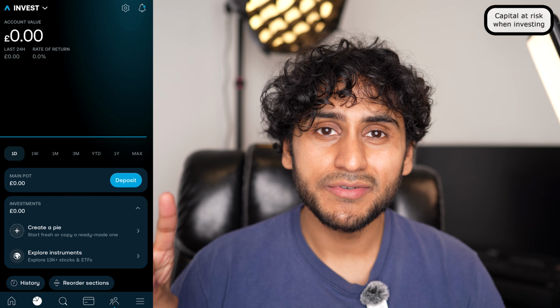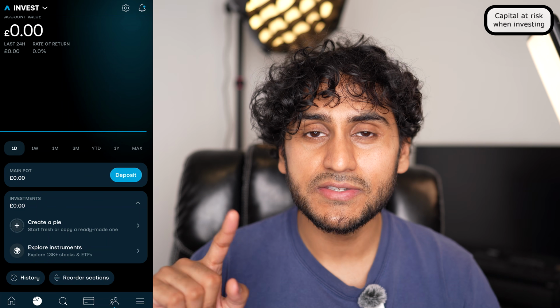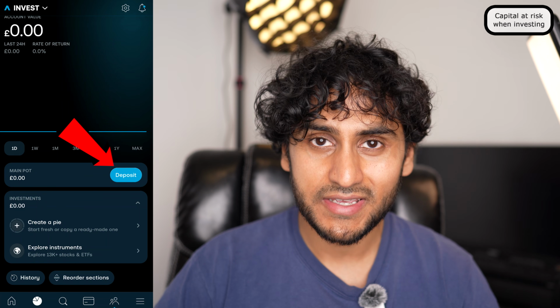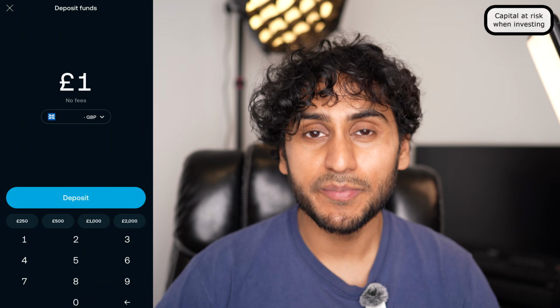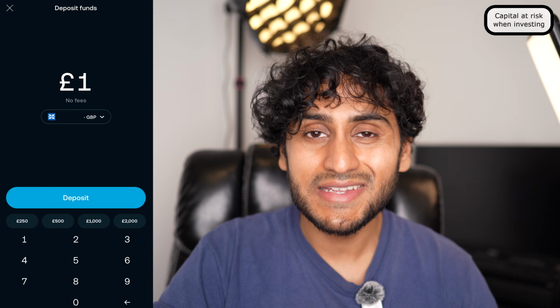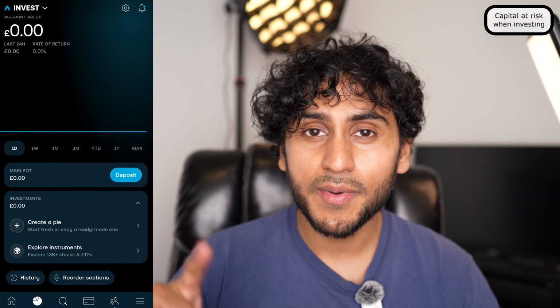When you start an account, you will have nothing in your account, so the first thing you want to do is to deposit money here. Now, all you're going to have to do is to find the deposit button, press it, and then link your bank account and then decide how much you want to deposit. You can start off with as little as £1. Now, once your money is added, you can then go ahead and start buying some investments. When you do buy them, they will populate right at the bottom here.